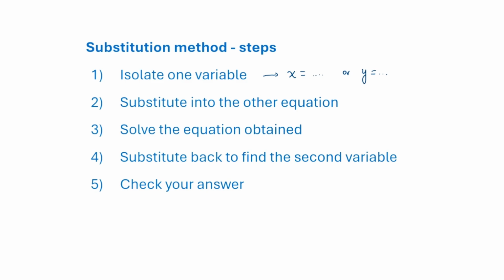Once we find one value, we substitute that number back into any previous equation to find the missing variable. At that point, we choose the equation that looks easiest. Finally, we check the answer in the original equations.